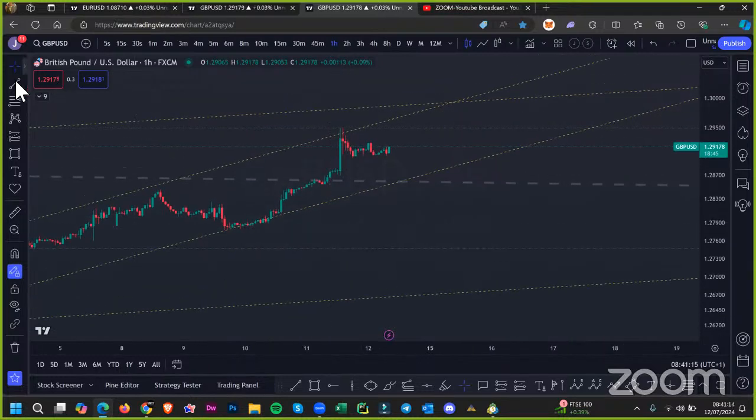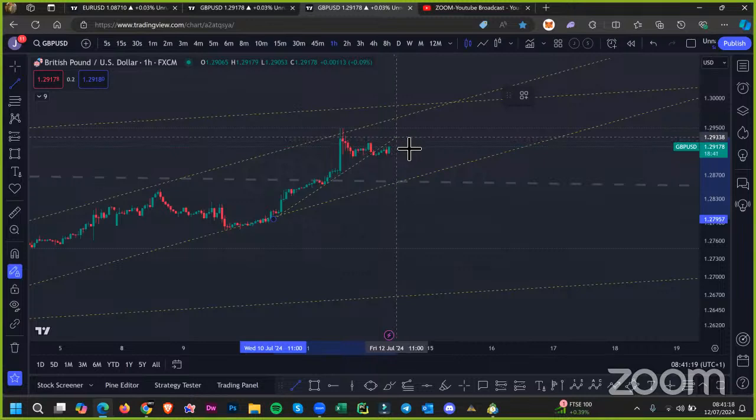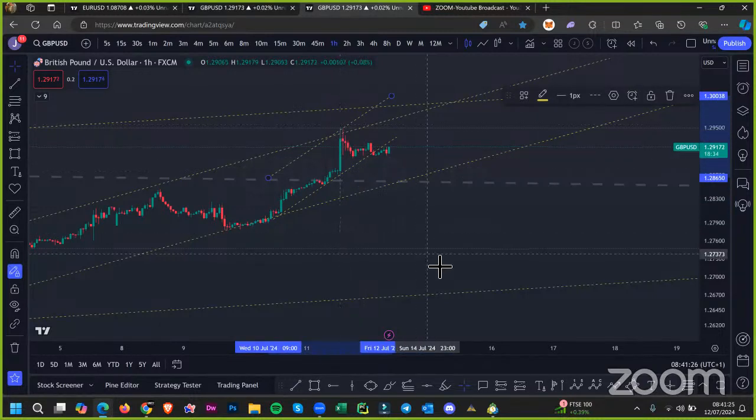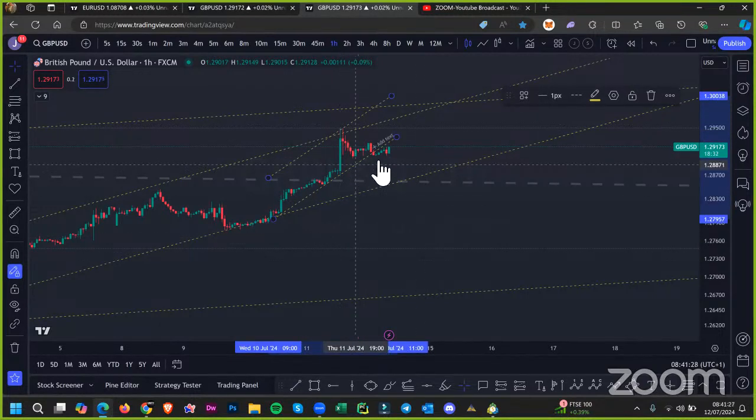In the hour, we can see this little range that the market's trading within. Now, why have I drawn that? Because I need to touch the last low before the highest point. That's how I've drawn it. Therefore, the market's in this little range here.